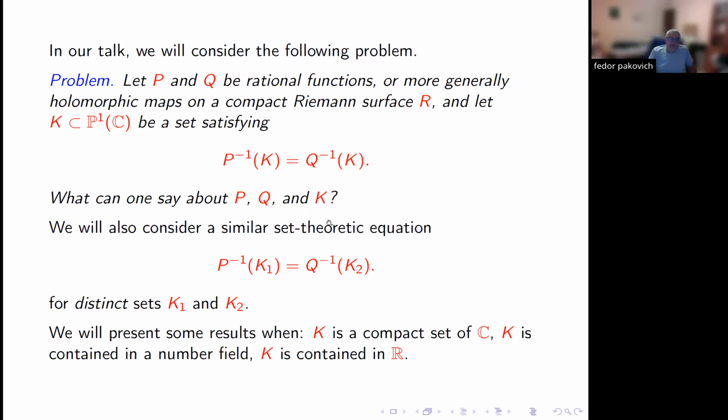I also will consider a similar equation, which is a little bit more complicated, because now we have 2 distinct sets, okay? But still we consider this condition. So I will present several results which are completely different and require different techniques. The first one, when K is a compact set in C. The second one, when K is contained in a number field, or more generally a finitely generated field. And the last case, when K is contained in the field of real numbers.